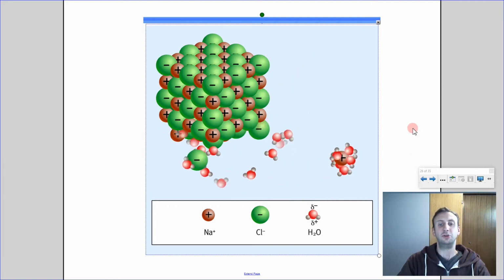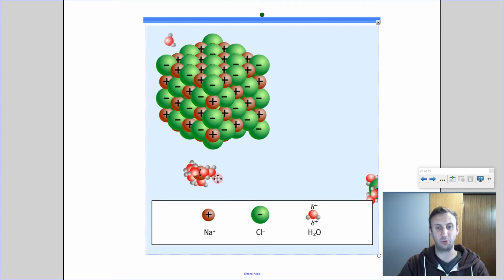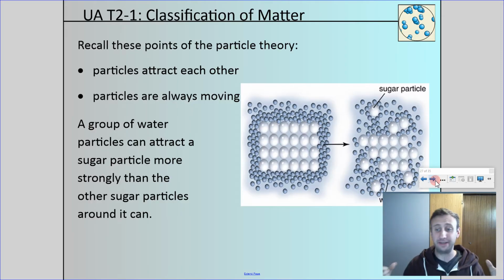Okay. Don't worry too much about the positives and the negatives. What we care about is the fact that the water is carrying away the particles. Look at how the water was surrounding particles and then taking it away from the rest of the solute. So that's what's happening, is the solvent is actually tearing particles apart from the solute in order to evenly distribute it. It's actually quite a violent process of what's occurring.